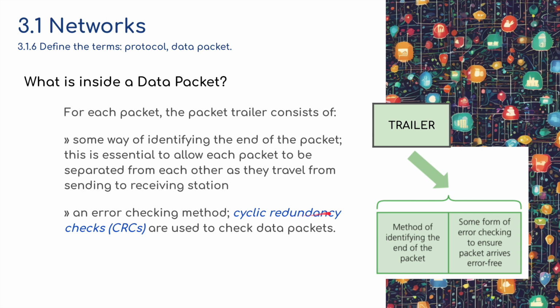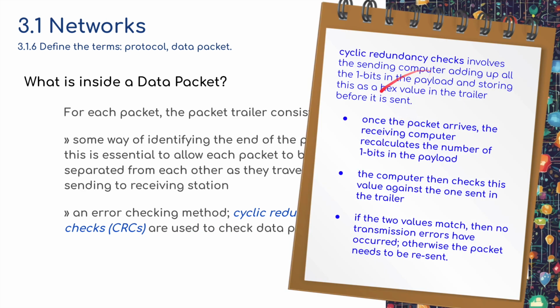And I'm going to talk a little bit about cyclic redundancy checks or CRC checks. Okay, so this is one of the most common ones. And what this is, it basically involves the sending computer adding up all the 1 bits of the payload and storing this as a hexadecimal value in the trailer before it gets sent. Once the packets arrive, the receiving computer recalculates the number of 1 bits in the payload. The computer then checks this value against the one sent in the trailer. If the 2 values match, then no transmission error has occurred, otherwise the packet needs to be resent. Okay, so that's one form of error checking at the end, cyclic redundancy checks, CRCs.